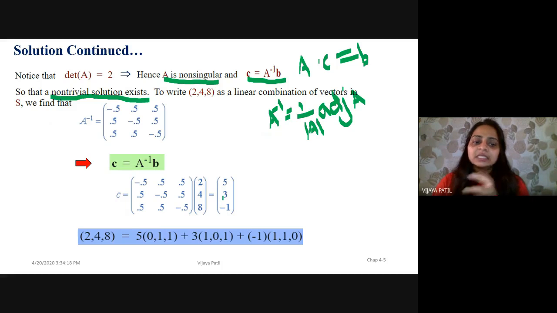What do you mean by that? That means this 2, 4, 8 is nothing but 5 times the first vector, 3 times the second vector, and minus 1 times the third vector. What do you mean by that? That means this 2, 4, and 8 we have expressed as a linear combination of these 3 vectors. So what exactly have we done? We have found the values of C1, C2, and C3.